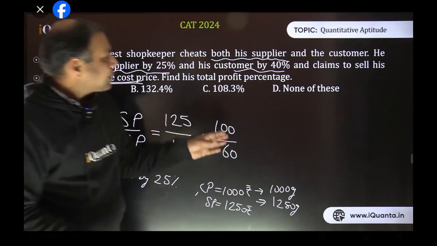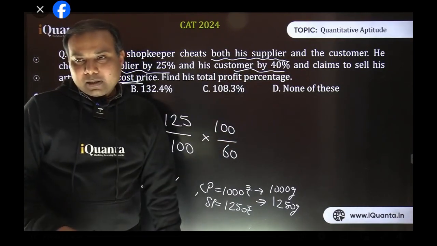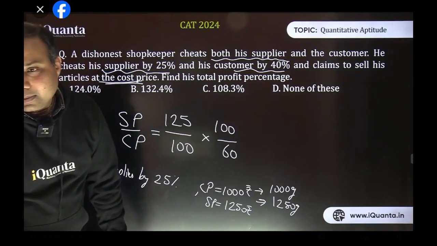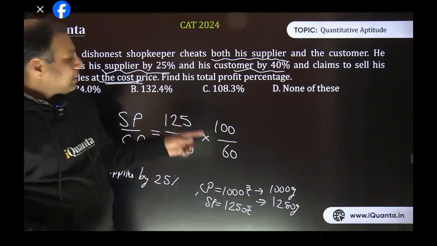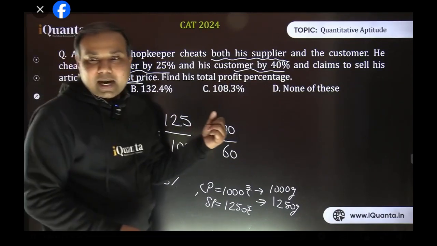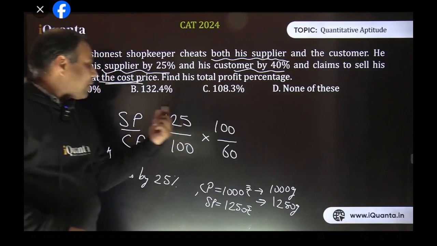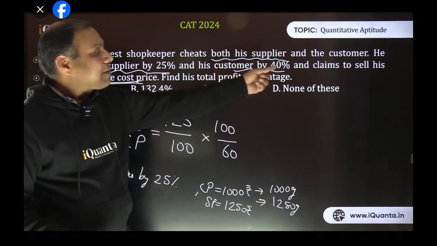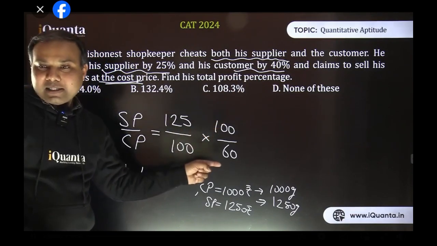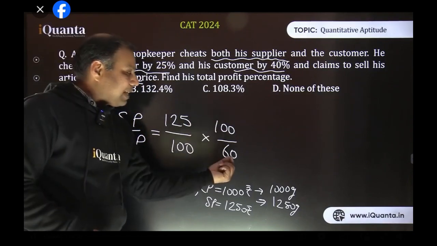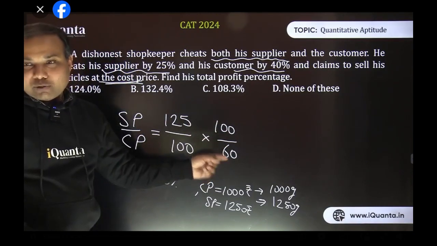In the second case, when he cheats his customer by 40%, what is happening? Whatever amount the customer has paid, he's cheating him by 40%, so he's giving 40% less quantity. That means he's giving him 40 rupees less goods. That is goods worth 60 only. So that is 600 by 60.